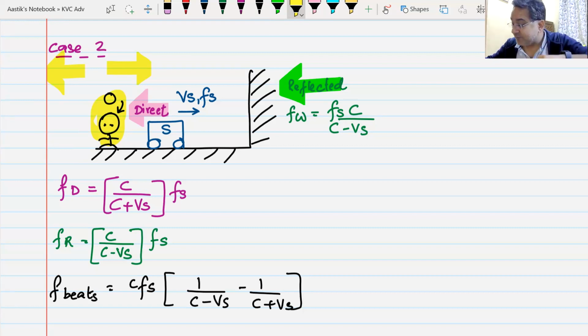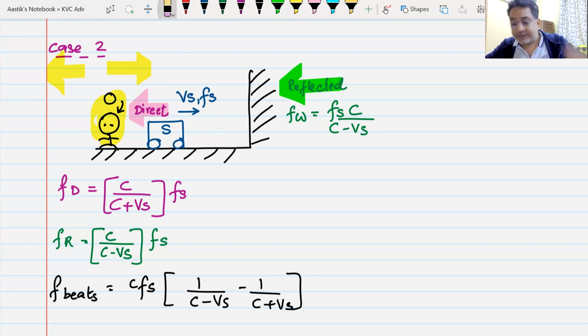Then again, I can make a different case where I can place the observer also here. So he hears one sound like this and the other sound coming from the back. So depending on where the observer is placed, you can make a large number of cases. There is no point for us to do all those.